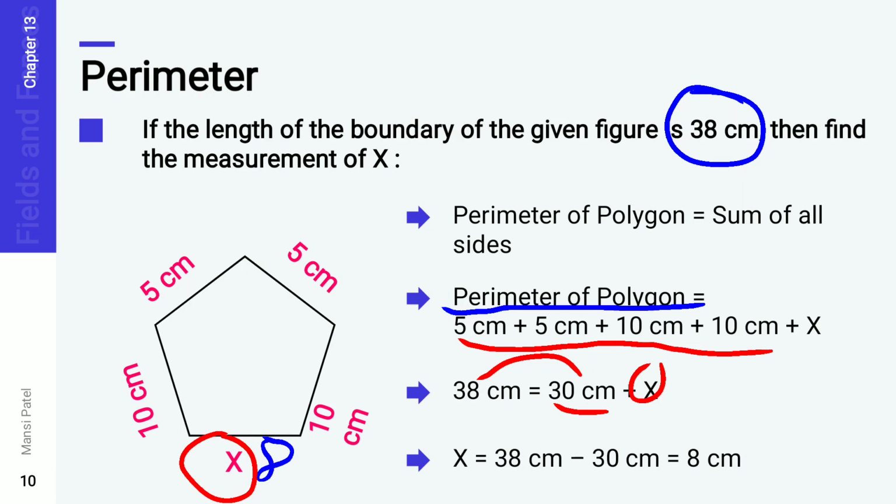The simple steps are: the sides which are given to you, do the addition of all these sides, and from the perimeter of that shape subtract the addition of all those numbers. Then you are getting the value of x. Let us see one another example.